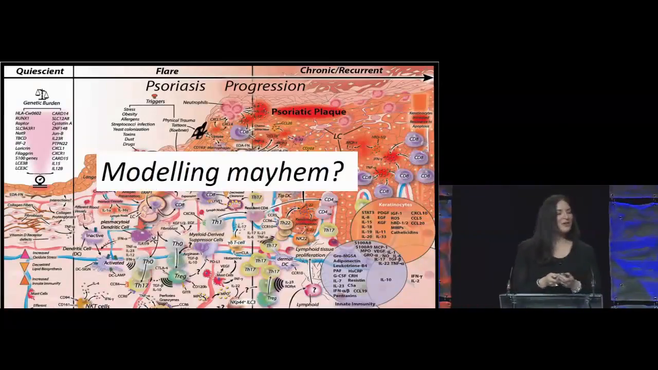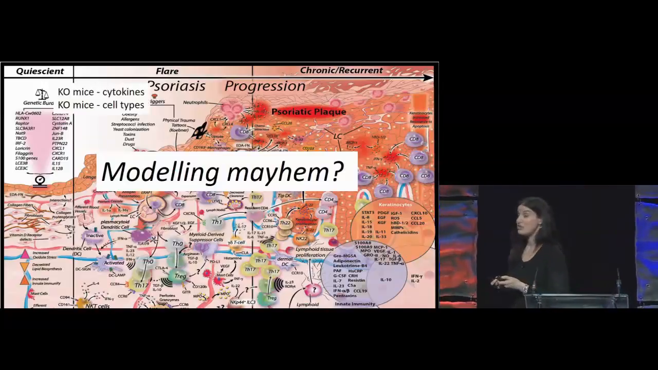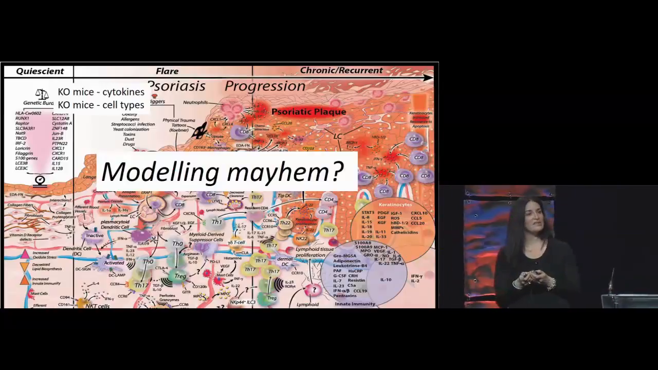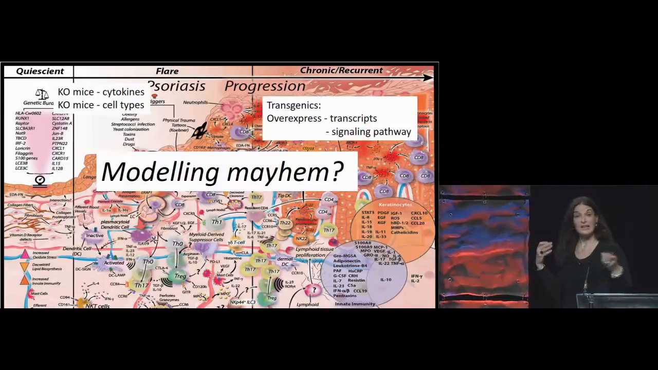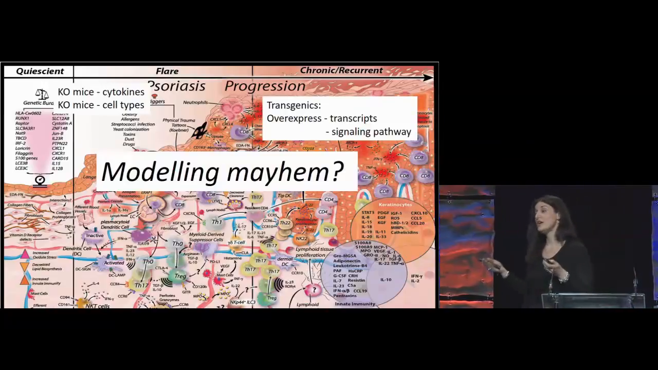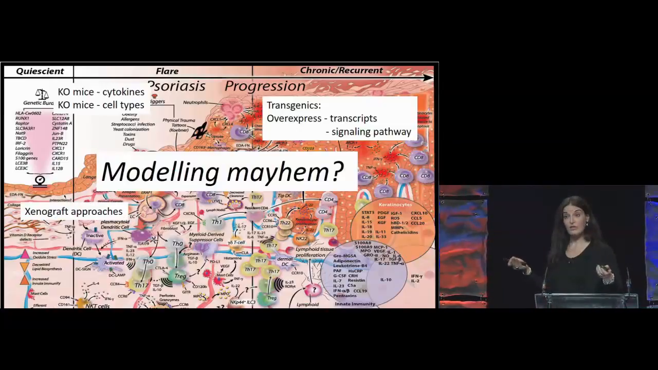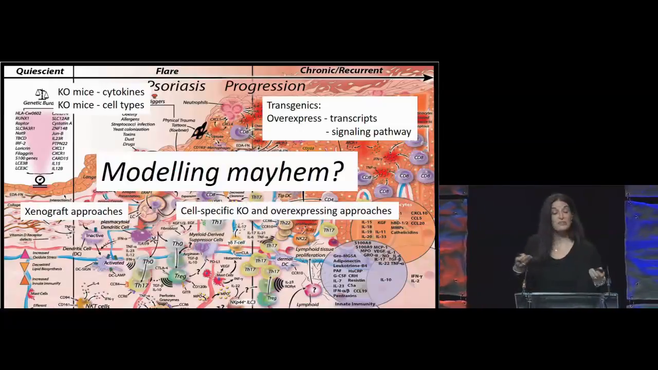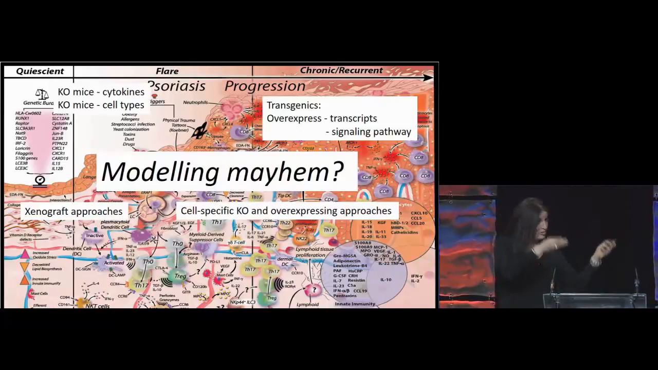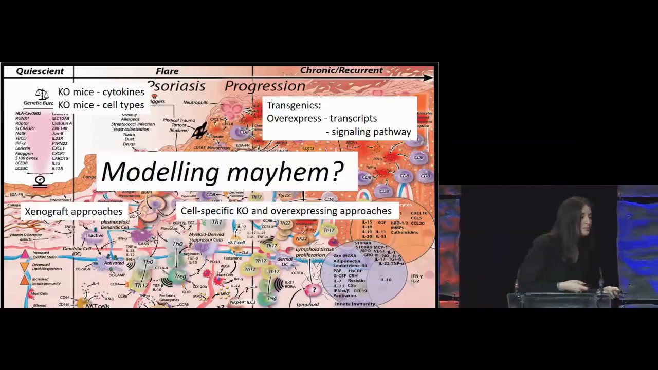So how do we model this? How do we learn from models? We can knock out specific cytokines and study their effects. We can knock out specific cell types, T cells, dendritic cells, look at what happens. We know that there's mice that overexpress either specific transcripts or signaling pathway molecules. We can use xenograft approaches, take patient skin, put it onto a mouse, study what happens. There are cell-specific approaches now where we can actually do conditionals. We can turn a gene on and off in a cell-specific manner.